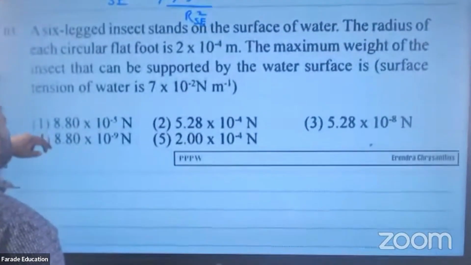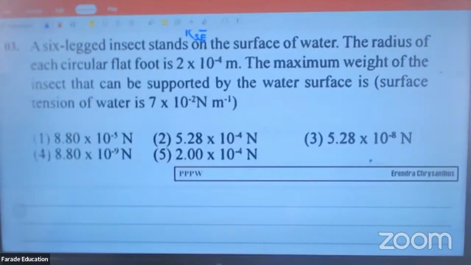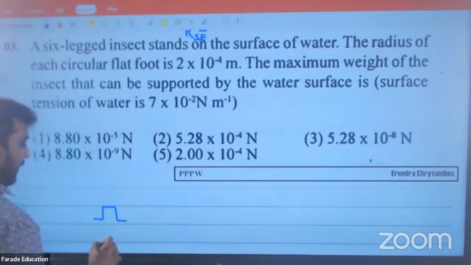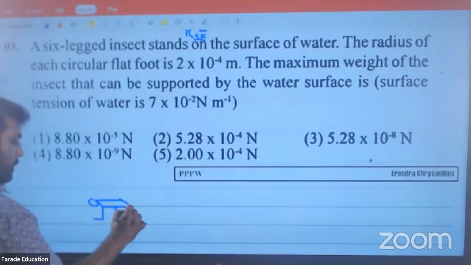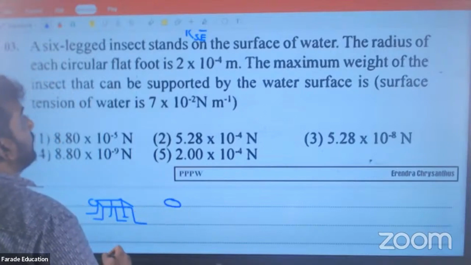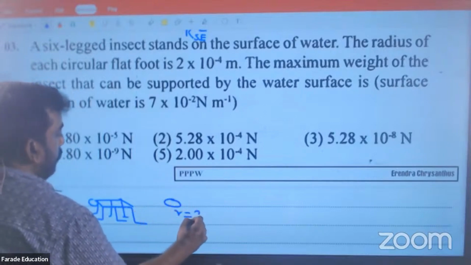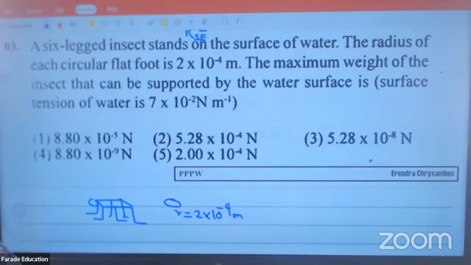Right. A six-legged insect stands on the surface of water. So, six-legged insect, one side 3, other side 3. Stands on water. The radius of each flat foot is 2 × 10^-4 meter. Maximum weight of the insect that can be supported by the water surface.